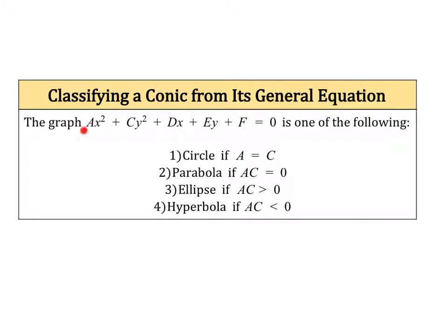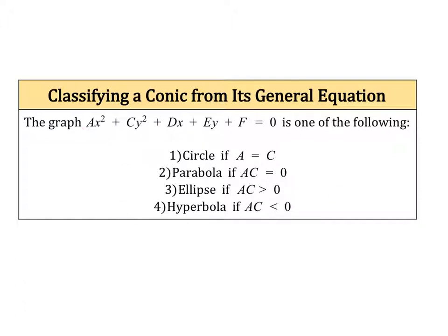So this is what the general equation for conics looks like. You'll have ax squared plus cy squared plus dx plus ey plus f equals 0. You might notice that the b term is missing, and that's something we're going to talk about in the future. We actually will have rotated conics in that case, and it's going to have an xy term. But for now, we're just going to work with non-rotated conics.